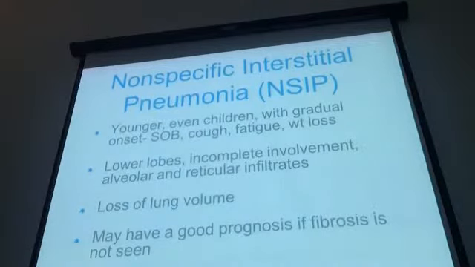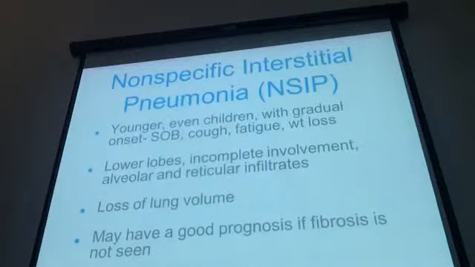Okay, the next disorder we'll talk about is nonspecific interstitial pneumonia. This is also usually younger patients, sometimes children, who have a more gradual onset of shortness of breath, maybe some fatigue or anemia or weight loss, failure to thrive. This is usually in the lower lobes, and it, again, can have sort of reticular radiographic infiltrates. Lung volumes may be reported as being lower.